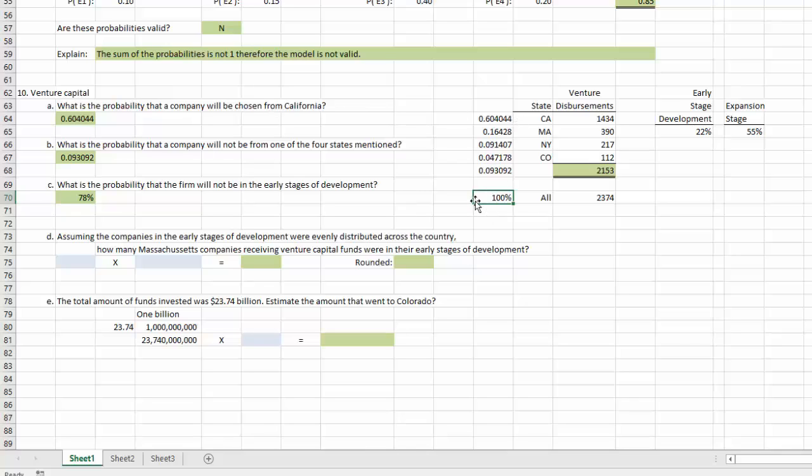So if the question was, what's the percentage that would be in Massachusetts, I could say 16%. 9% in New York, 4% in Colorado. And of course the 9.3% in all other. That's what I wanted to cover on this particular demonstration.